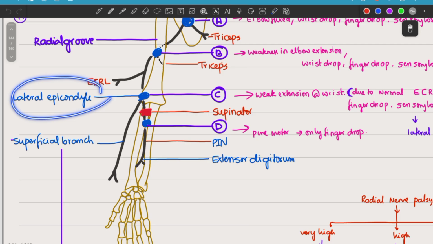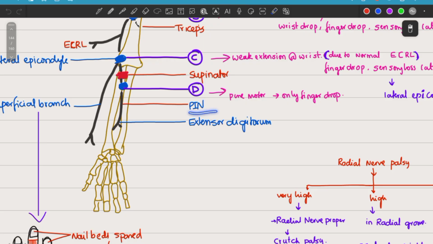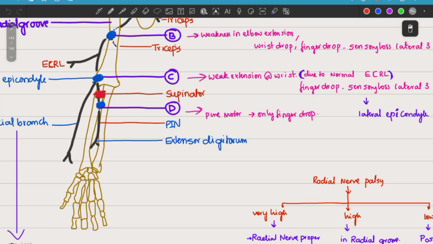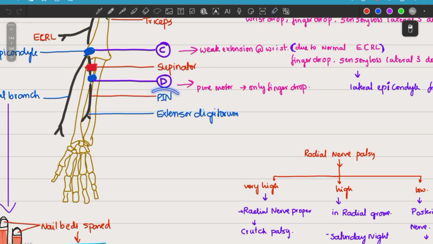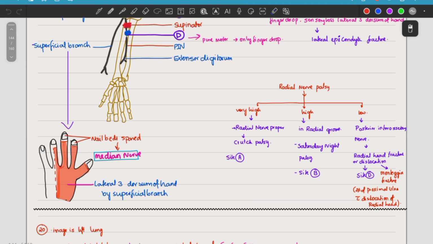When there is a lateral epicondyle fracture, weak extension is possible because of sparing of extensor carpi radialis longus. But the finger drop will be there, and the superficial branch, that is sensory loss, will be there. Injury at the D site, yes, posterior interosseous nerve gone, extensor digitorum will get palsy and finger drop.